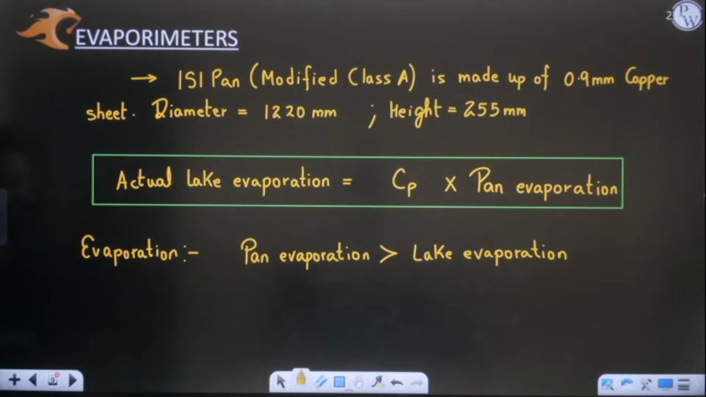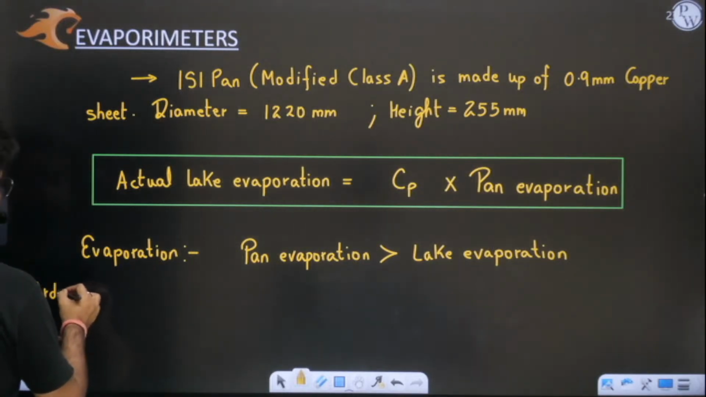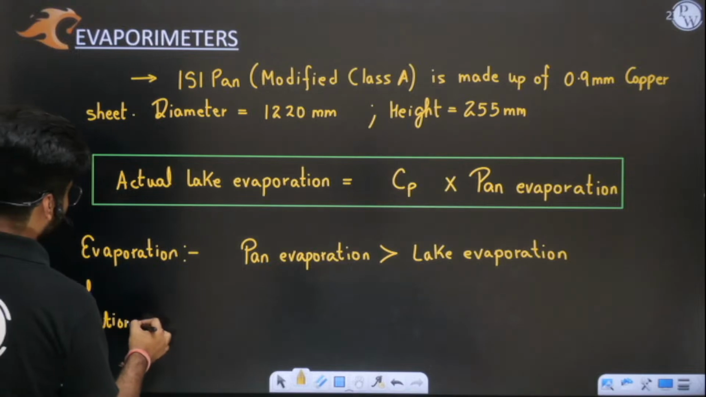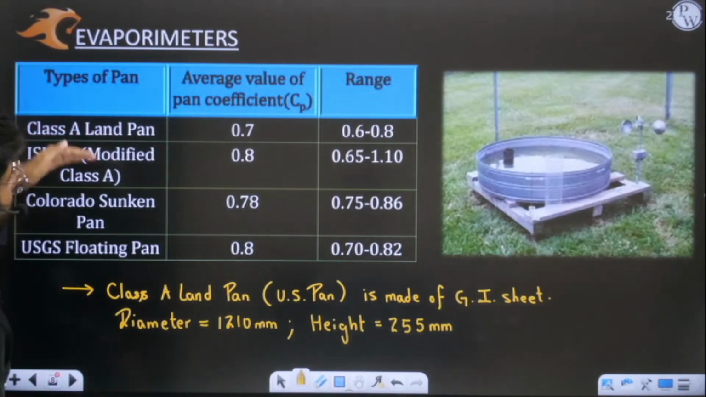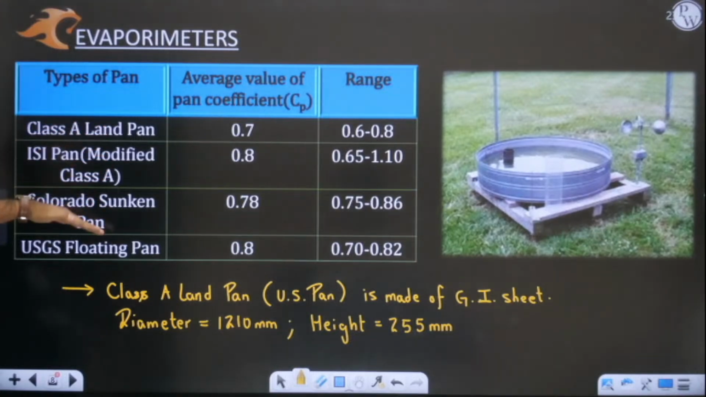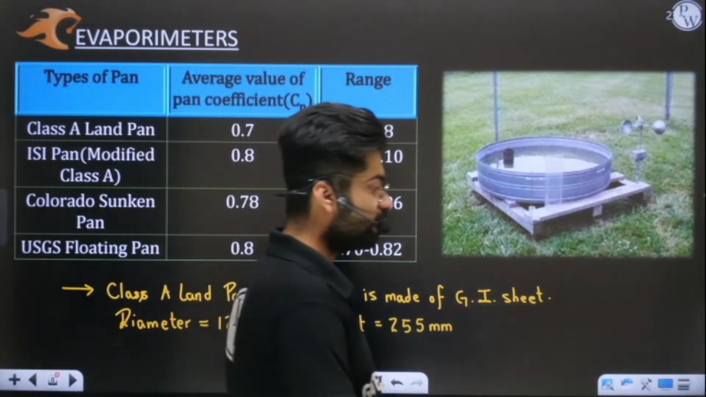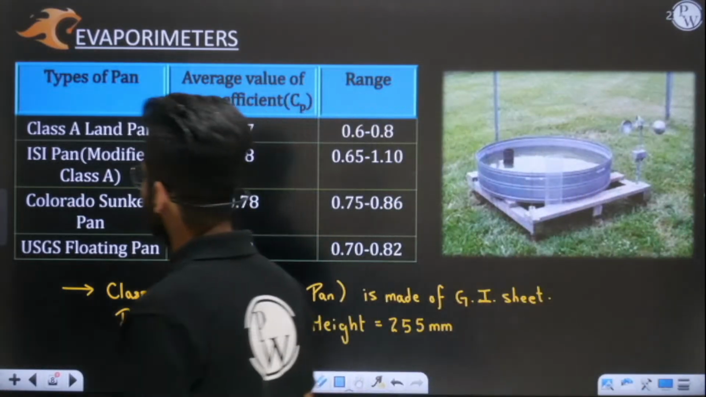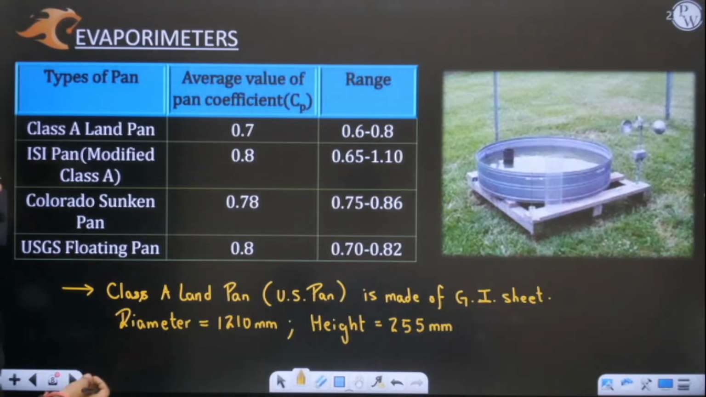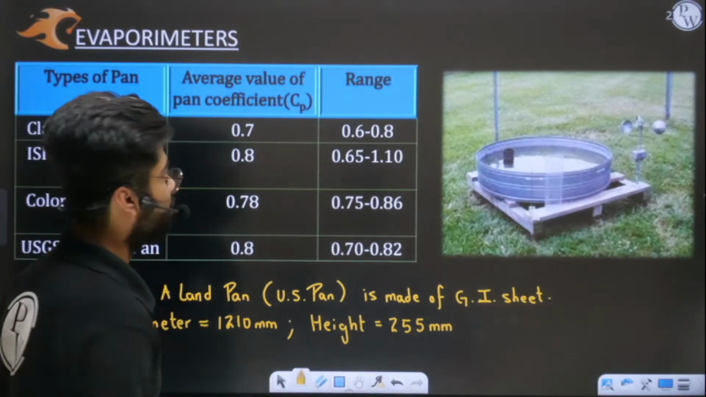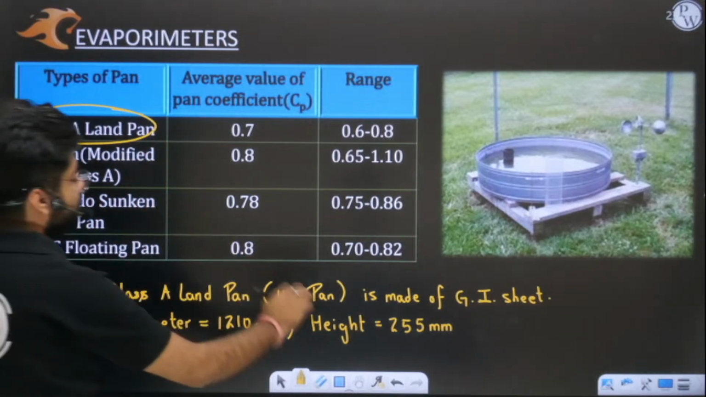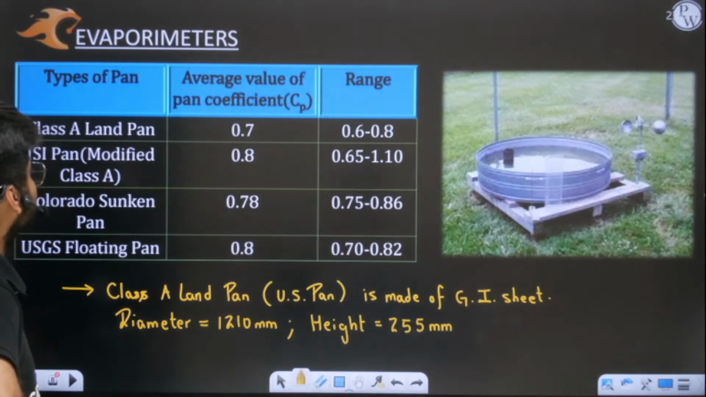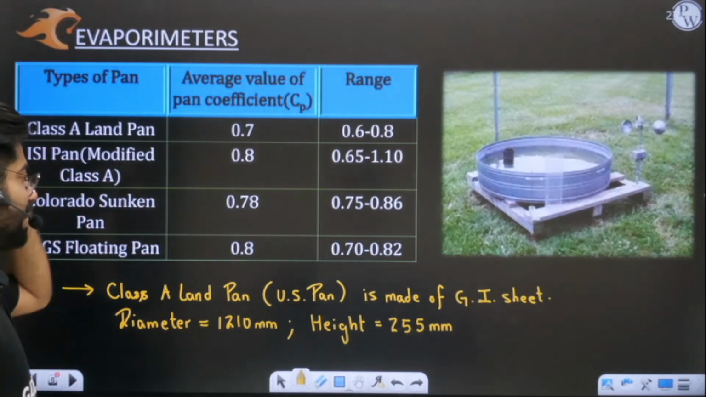Now if someone asks you what the order of evaporation is for the first three evaporimeters, the class A land pan, the Indian standard pan, and the Colorado sunken pan, can you guess which has the highest amount of evaporation and which has the lowest? The USA one, this class A land pan, will have the least evaporation. Sorry, it will have the highest evaporation.